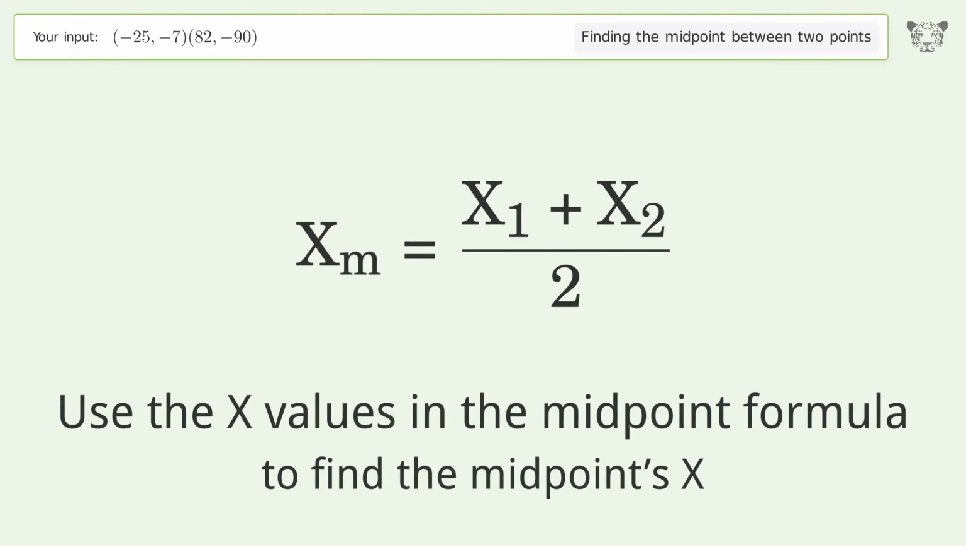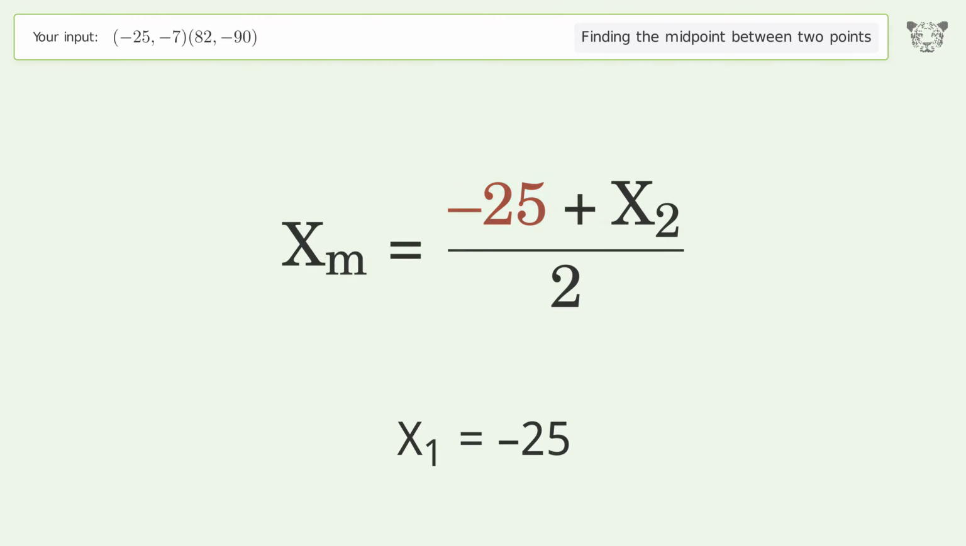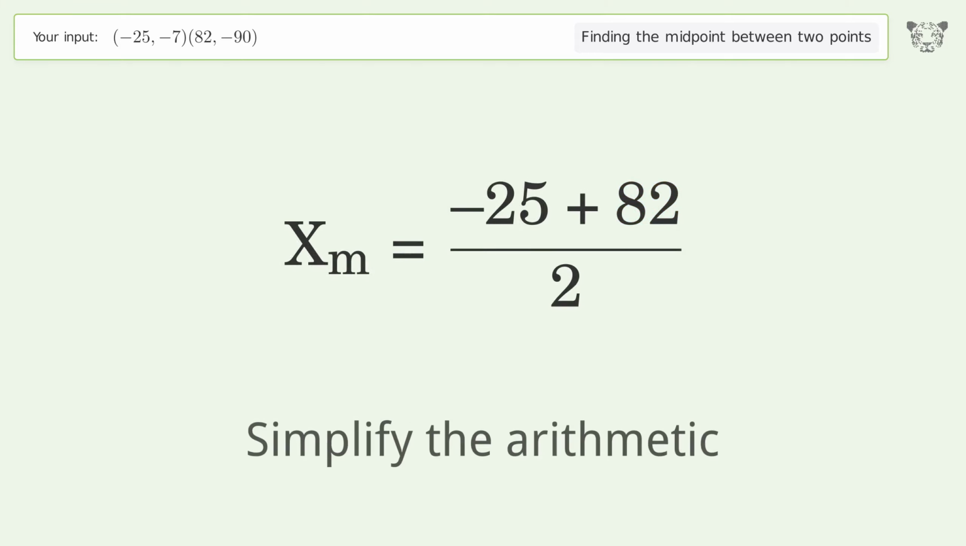Use the x values in the midpoint formula to find the midpoint's x. x1 equals negative 25. x2 equals 82. Simplify the arithmetic.